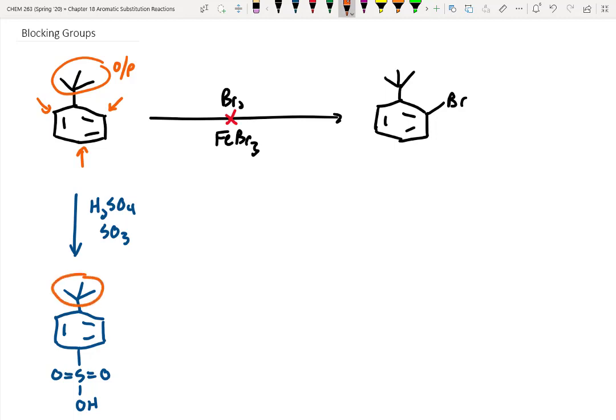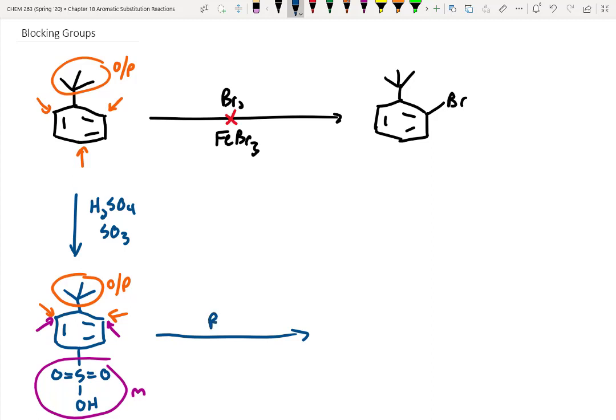So now when we look at this, we'd still say that this is ortho and para directing. So it's going to favor these ortho sites, but now that para group is blocked. And then down here, we can say, well, the sulfonic acid is a meta director, which is going to favor these two positions. So now, if we do the same reaction as above with the bromine and the iron tribromide, the only site that's available is going to be one of these ortho sites. Doesn't matter if you pick the left or the right one. It's going to give you the exact same product.